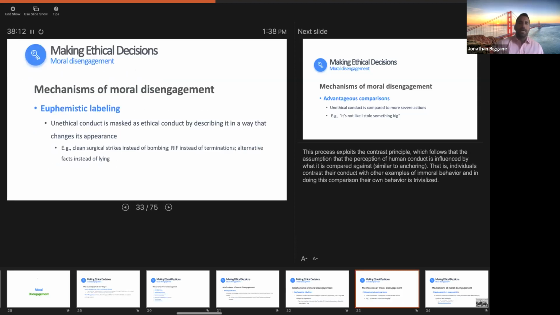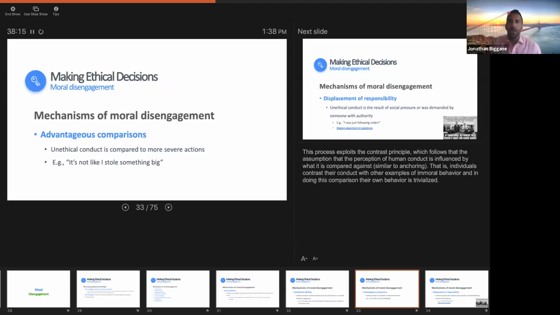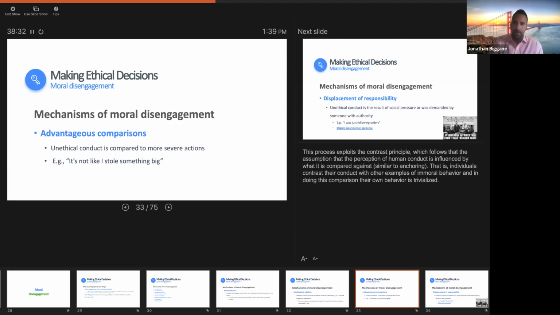Another is advantageous comparisons. Here we might say, it's not like I stole something big. I'm comparing my actions to something potentially much worse. And so, yeah, I did this unethical thing, but in the big picture, compared to other things, it wasn't as bad as maybe other people have done or that I could have done.